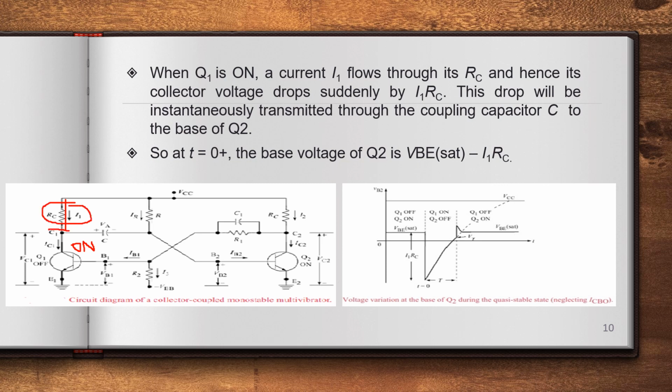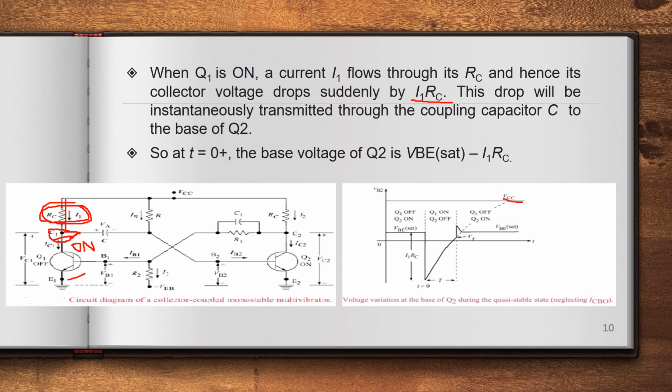Then the collector voltage of the first transistor is given by VCC minus I1 RC. So the voltage at the collector point of the first transistor drops. How much does it decrease? It decreases by the drop across RC, which is I1 multiplied by RC. So the collector voltage of transistor Q1 decreases by I1 RC. Initially, when transistor Q1 is in off state, collector potential is equivalent to VCC.